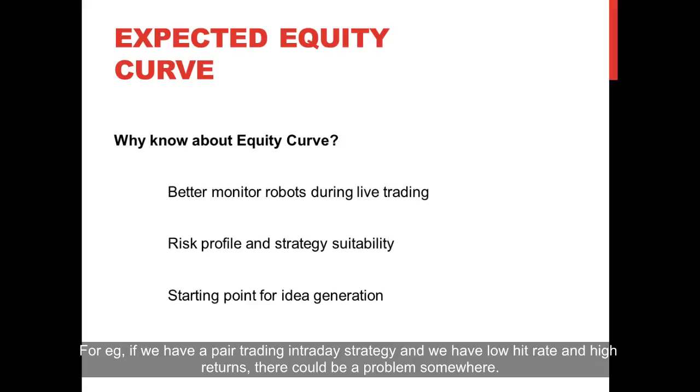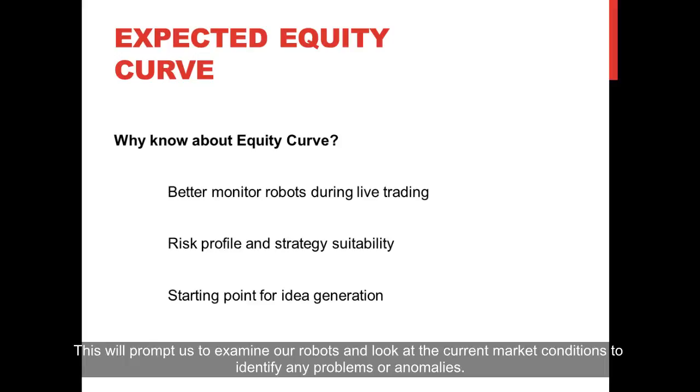For example, if we have a pair trading intraday strategy and we have low hit rates and high returns, there could be a problem somewhere, because a pair trading strategy should give us consistent returns and an above average hit rate. This will prompt us to examine our robot and look at the current market conditions to identify any potential problems or anomalies. If we know what type of robot is going to give us what kind of equity curve, we can choose one that fits our risk profile.